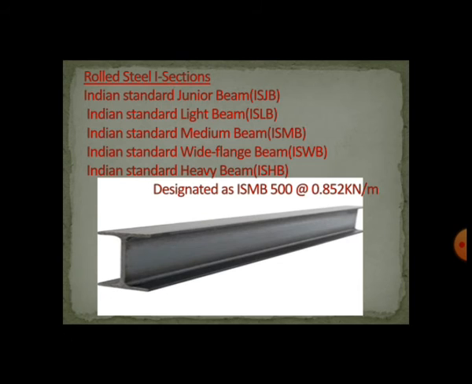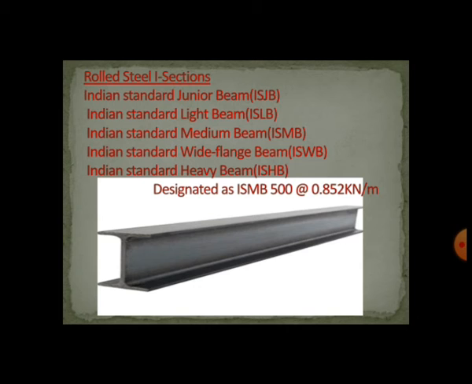ISJB means Indian Standard Junior Beam. While designating, we designate the beam, for example, as ISMB 500 at 0.85 kilonewton per meter, which means that 500 ISMB is a beam that belongs to the medium beam class. 500 refers to the overall depth of the beam, and 0.85 refers to the unit weight of the beam per meter length.